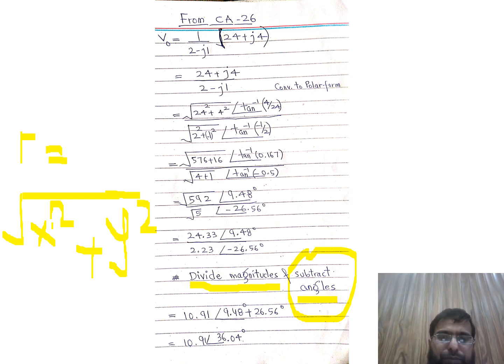At an angle of 9.48, minus 26.56 taken to the numerator becomes plus. This is very important. This minus angle becomes plus when we take it to the numerator. And then we add these two angles, and this becomes 10.91 at an angle of 36.04.